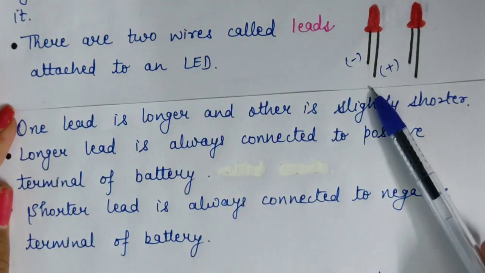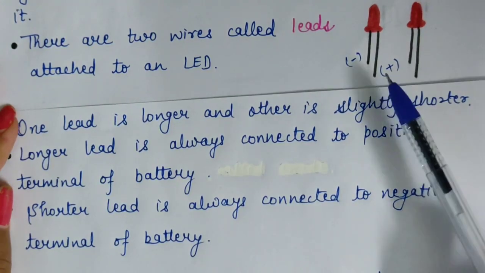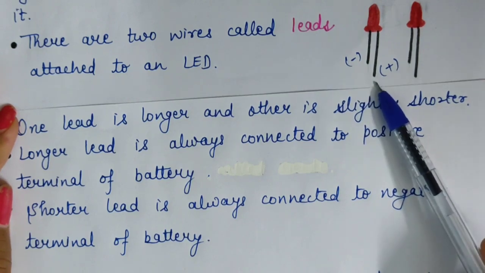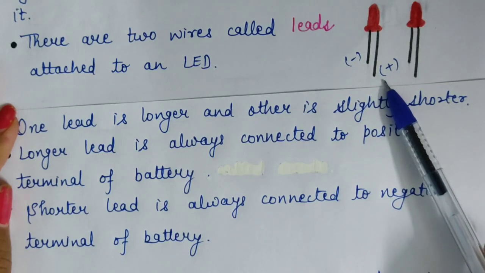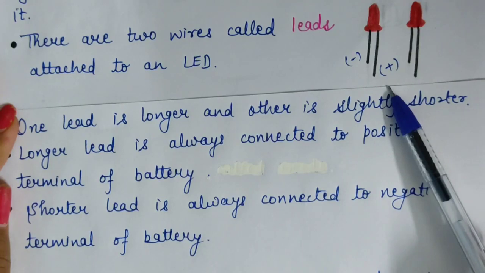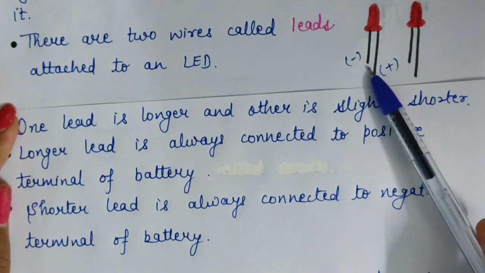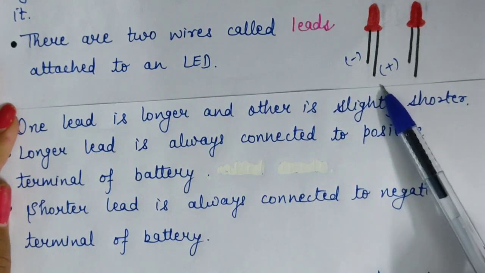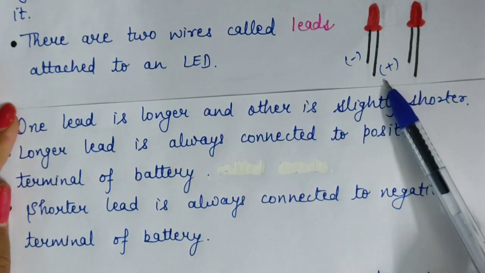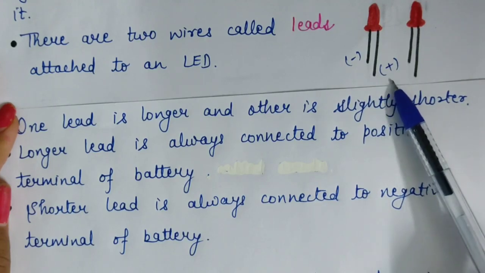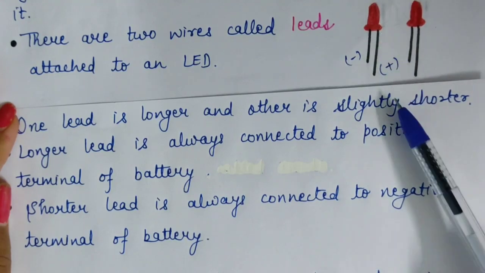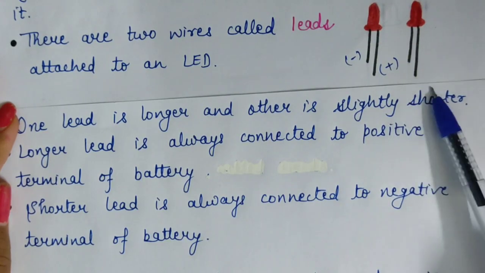You can see clearly that one lead is longer and the other is slightly shorter, right? And this longer lead is always connected to the positive terminal of the battery, and this shorter lead is always connected to the negative terminal of the battery. And this LED is also available in different colors, like this is a red color, and LED is also available in green color, yellow color also.